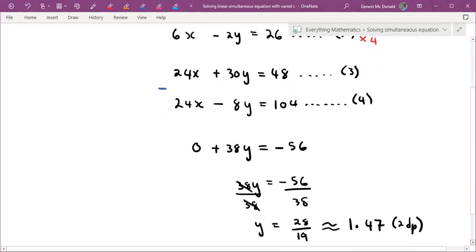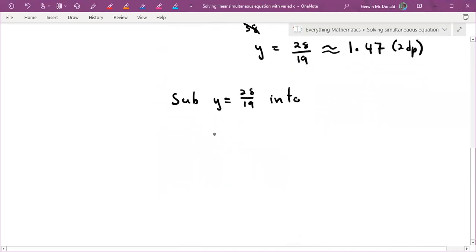When you're substituting, you're always looking for the one that's easiest to work, right? So equation 2 here was 6x minus 2y equal to 26. 26, not 29. Good. And then we know what y is, so substituting the value, 6x minus 2 multiplied by, let's put that in brackets, 28 over 19. Yeah, that's what we got for y.